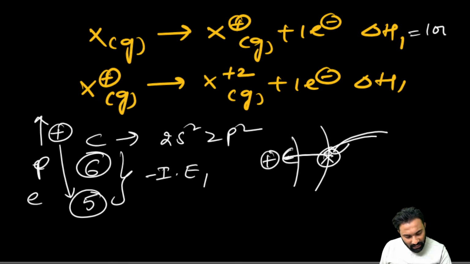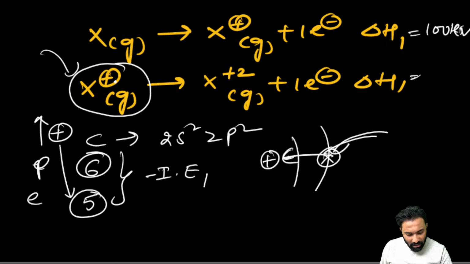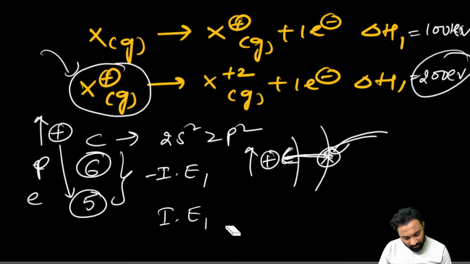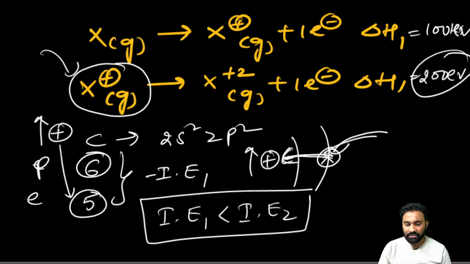Here, if I supply 100 electron volts of energy to the unipositive cation, the electron will not be given easily, because the nuclear charge has increased and the valence electron is attracted strongly towards the nucleus. That's the reason we have to give more than this. Arbitrarily, I give some 200 electron volts. Compared to IE1, IE2 has the higher energy, right? This is known as IE2.